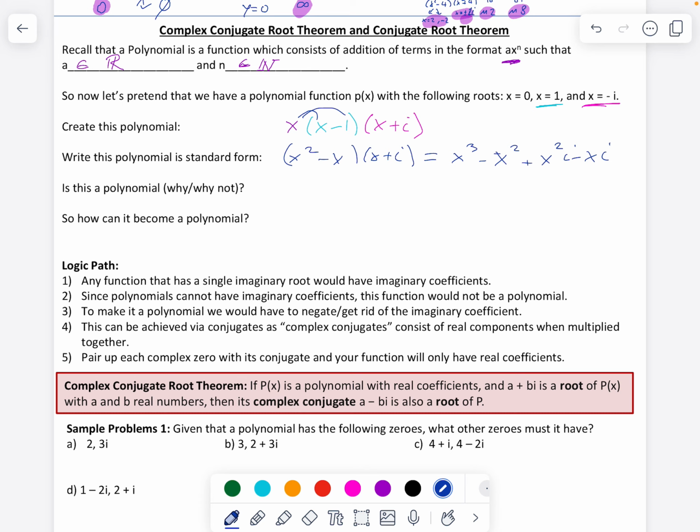So, question: is this a polynomial? Well, let's look back at the definition. A polynomial is a function that consists of terms in ax^n format, such that a is an element of real numbers. And what do I got here? These are imaginary components. So, is this a polynomial? No, due to these guys. It cannot happen. So, how can it become a polynomial? Well, it can become a polynomial by us removing the i's.